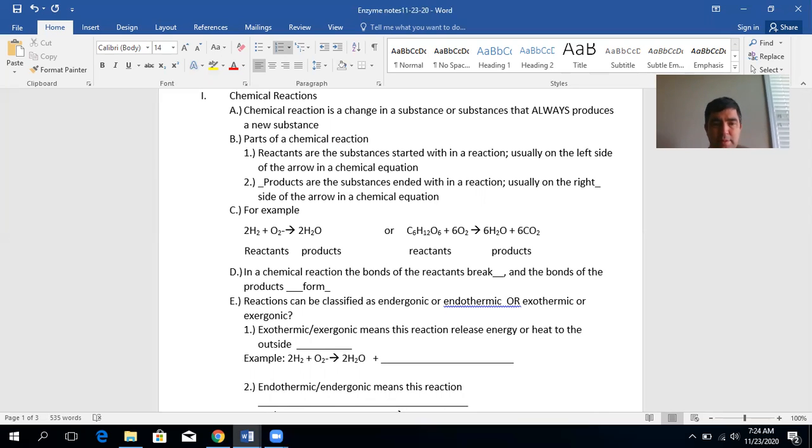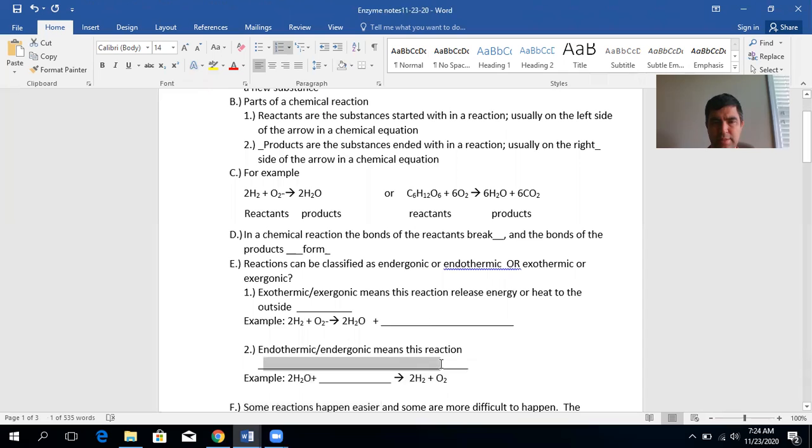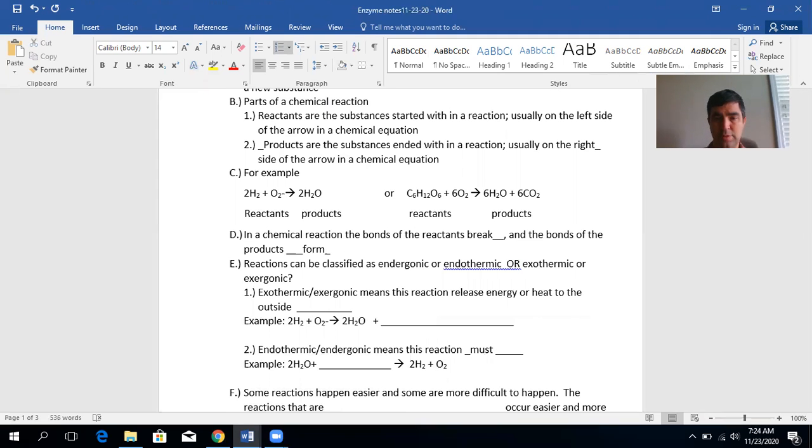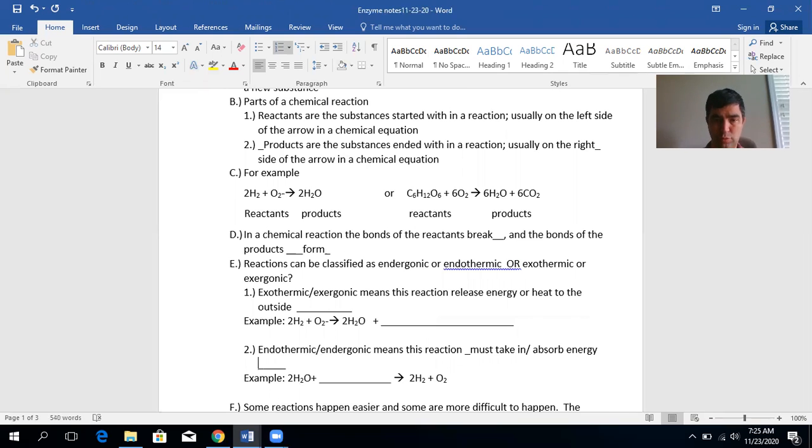Of that system. And if it's endothermic or endergonic, it must do what? It's the opposite of releasing. Energy must be taken in. It means this reaction must take in energy or absorb energy for this reaction to occur.